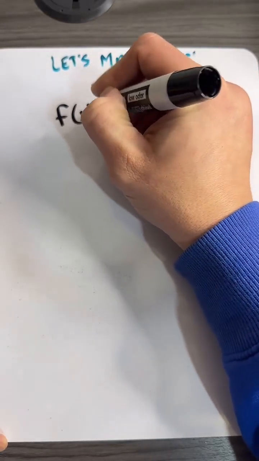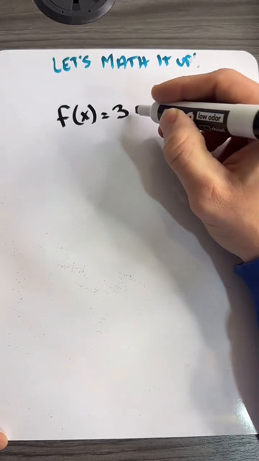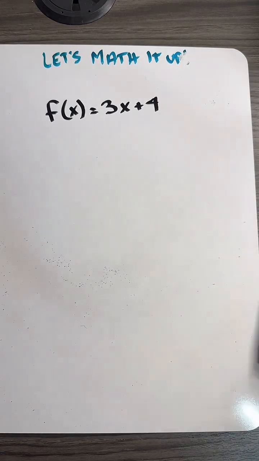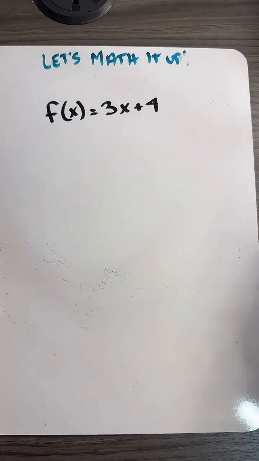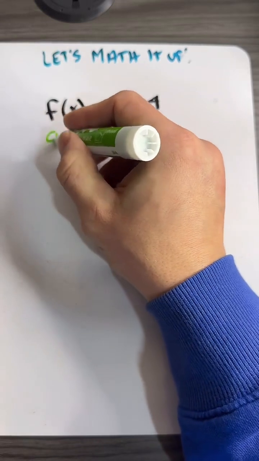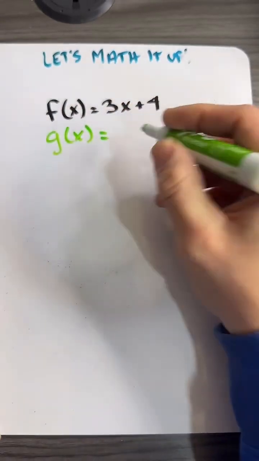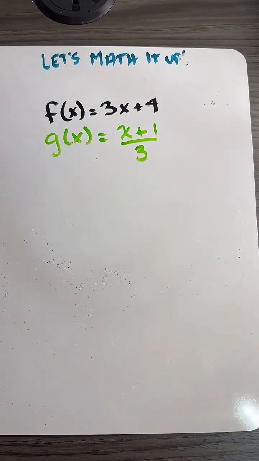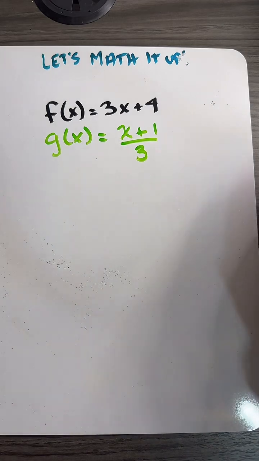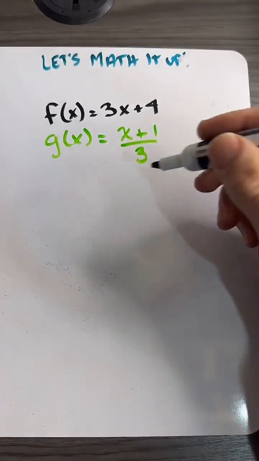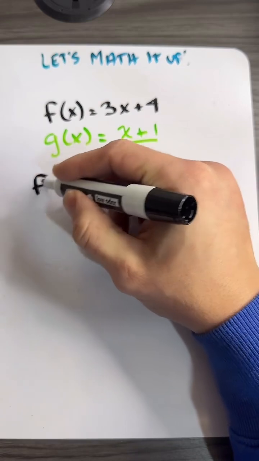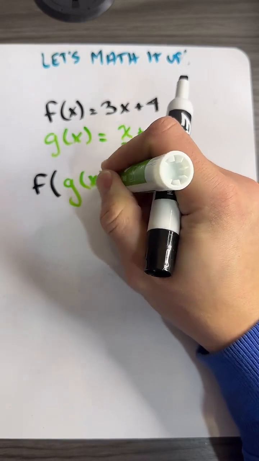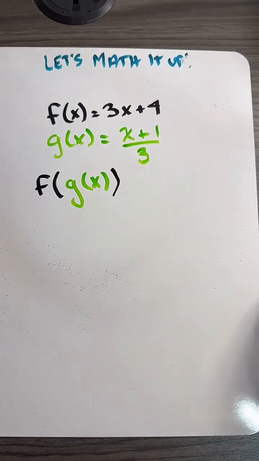Let's say something like this. Let's say f of x equals 3x plus 4, and then g of x. I'm guessing this is something like this. So g of x equals x plus 1 divided by 3. Okay? So functions like this, is that what you're talking about? Now, a lot of times they want me to find f of g of x. They want me to find f of g of x.